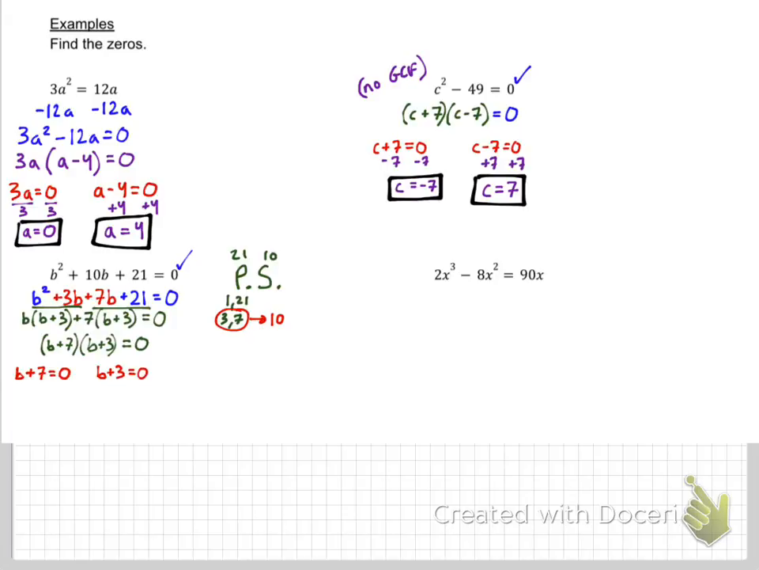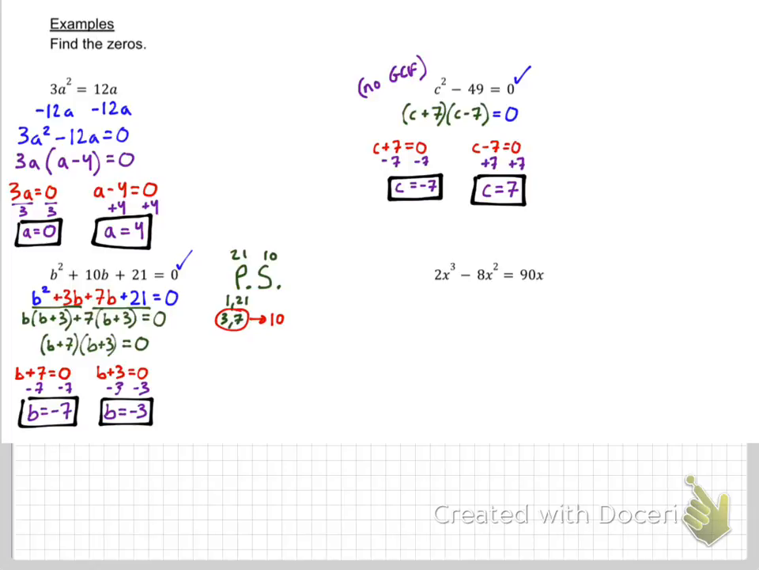B plus 7 is a factor. Set it equal to 0. And b plus 3 is a factor. Set that equal to 0. To solve b plus 7, we subtract 7 from both sides. We get b equals negative 7. And to solve b plus 3, we subtract 3 from both sides, and we get b equals negative 3. And those are our 2 solutions. And that should look familiar because it's very, very similar to the first problem I gave just above.